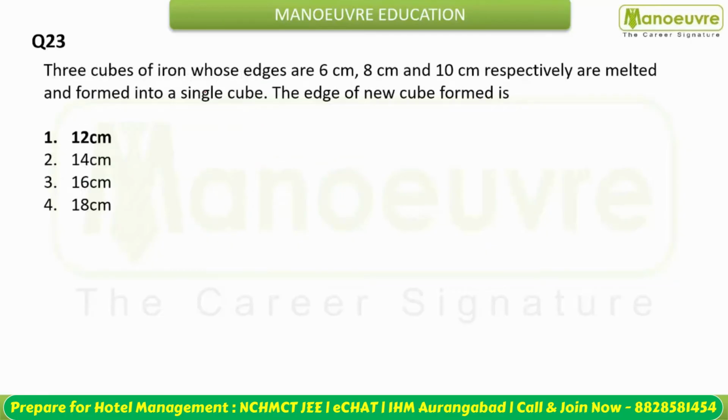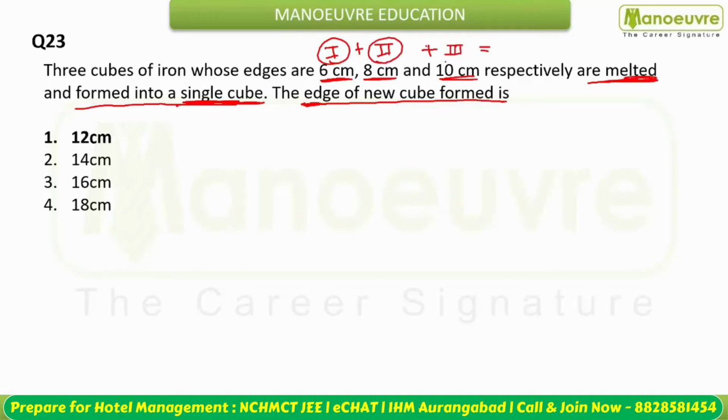next you are given 3 cubes of iron whose edges are 6 centimeter, 8 centimeter, 10 centimeter respectively are melted, melt किया गया and formed into a single cube. They have formed a single cube. The edge of the new cube formed is what? So students, in these cases mensuration के ऐसे cases में what gonna happen is you remember volume never changes. That means the volume of first one plus volume of second one, volume of third one is equals to gonna be what? The volume of the final single cube. इसका volume कितना होगा?